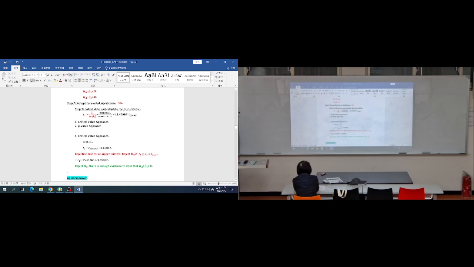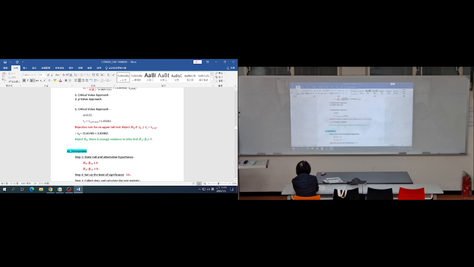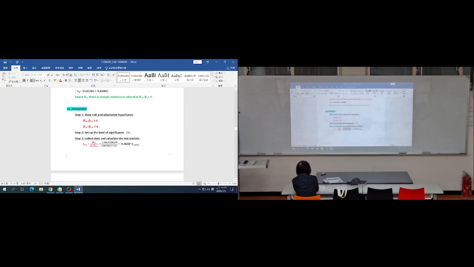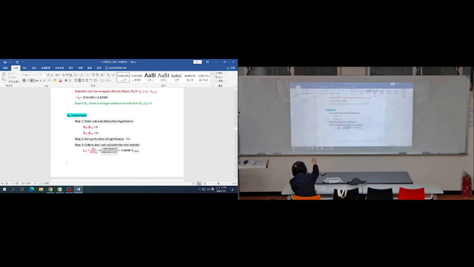For the critical value approach, it's concluded that we reject the null hypothesis; there is enough evidence to infer the alternative hypothesis. For the square of horsepower, it's the same, taking the 5% significance level. This is for squared horsepower.